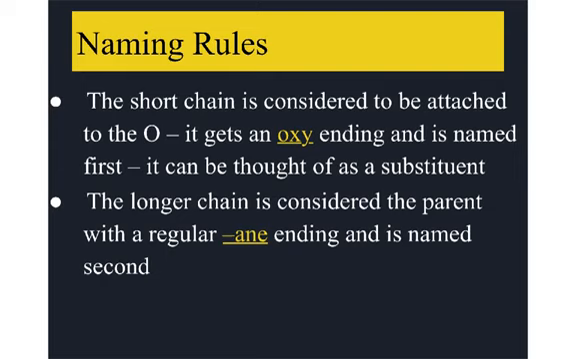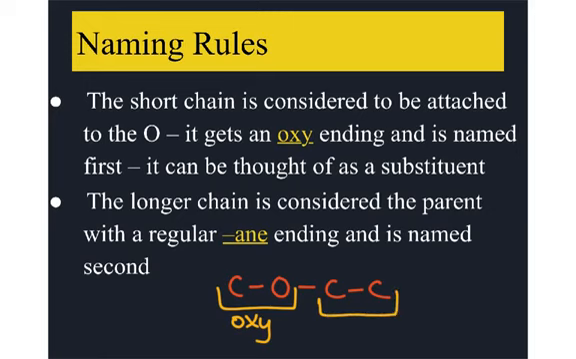Again, I might do something like this as a short form, just to give us an example. The short carbon chain gets the oxy, and the long carbon chain gets the ane. So that's a good way of sort of picturing what's happening. I can also take this oxy and put it somewhere along the chain. So you're going to see me do a couple things here. So let's do an example.